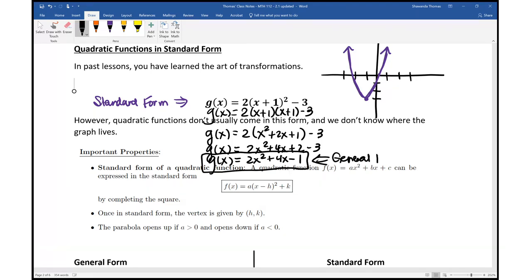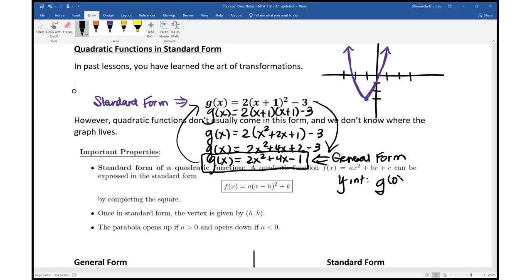Same function, just a different form, right? So if you compare the two, see the differences. One form, the standard form, allows us to immediately know what is going on in that graph because of those transformations: vertical shift down 3 units, horizontal shift to the left 1 unit. And the general form doesn't quite give us that information. What I do like the general form for is to find out the y-intercept.